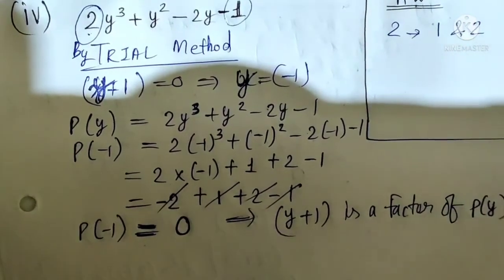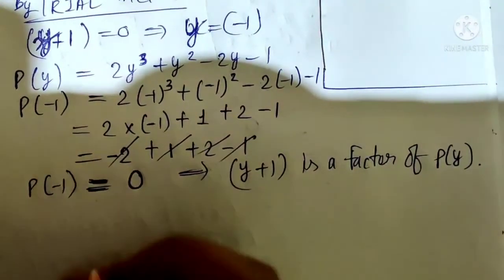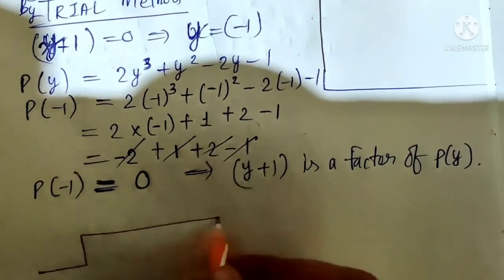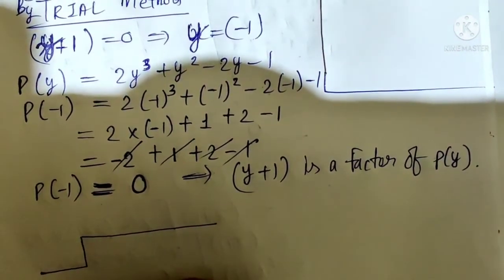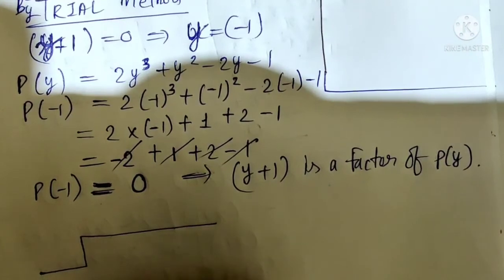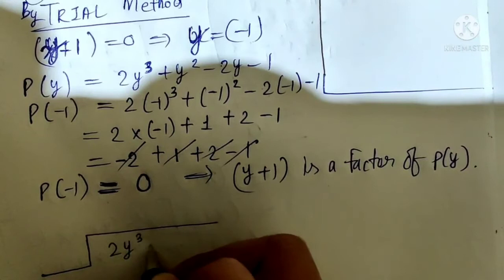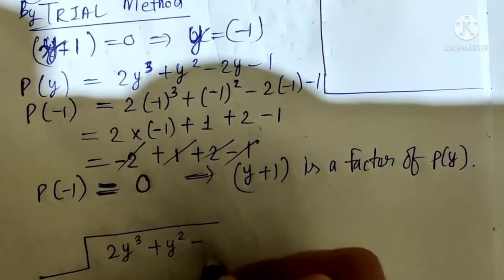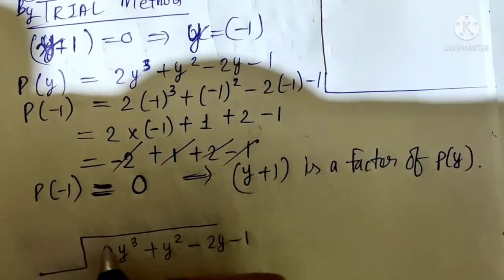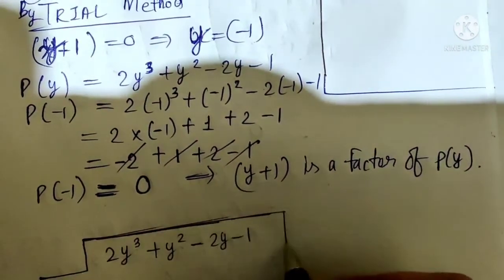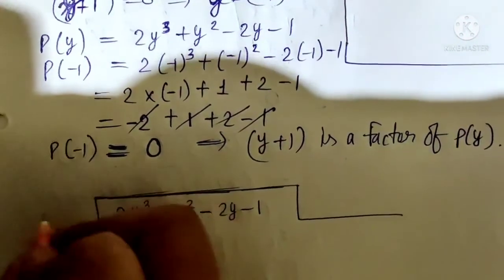Okay, so now we have to use the long division method, and we have to divide the given polynomial by y plus 1. So let's divide it. What is our equation? Let's check the question. The equation was 2y cube plus y square minus 2y minus 1. This was the equation. So we have to divide this whole by y plus 1. Let's divide by y plus 1.